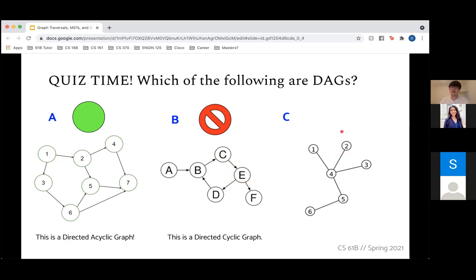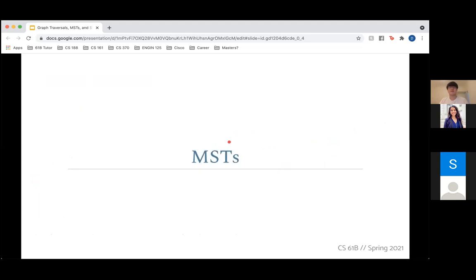And finally, we have C, which is an undirected acyclic graph. Although we don't have a cycle, this graph is not directed, so it would not be a DAG. Good job, everybody. It seems everybody who wrote in the chat got it right. A is the only directed acyclic graph.